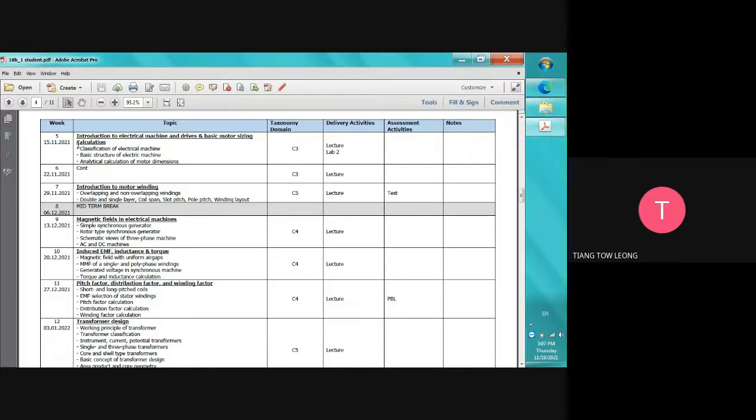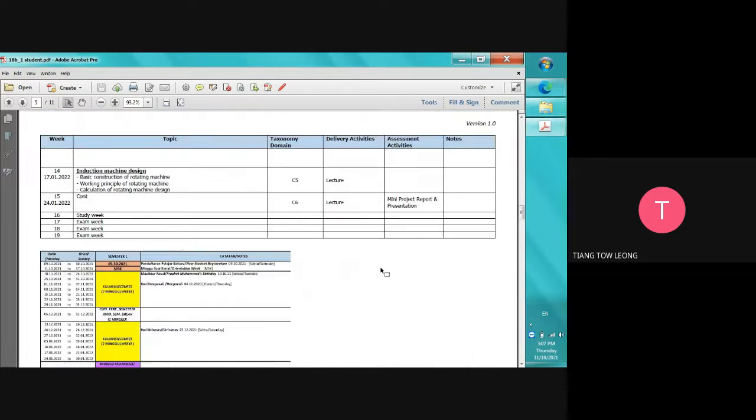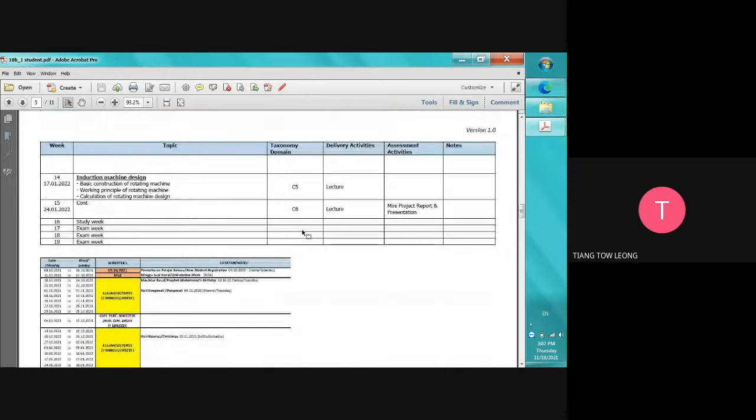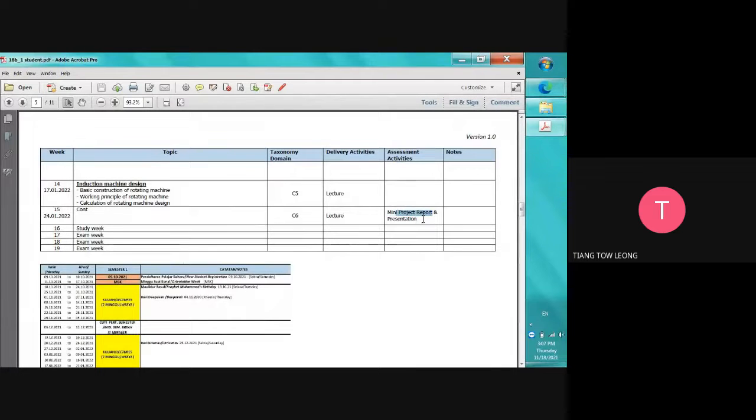Okay. So we are basically in week 5, and we actually need to settle the introduction to electrical machine, and also the drive lah. Especially the basic motor sizing calculation, we should go in already for week number 5, so that when you come to the problem-based learning, this PBL is like a mini project. You will start to use all the software, all the basics, and all the calculation from here to do your mini project. And then on week 15, you need to submit a mini project report and also the presentation.